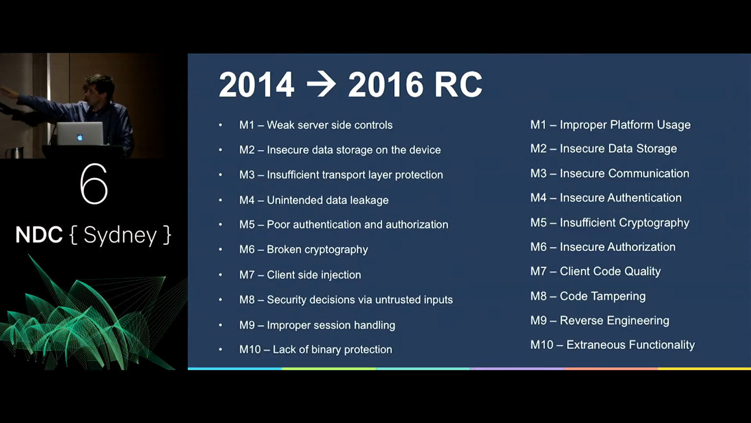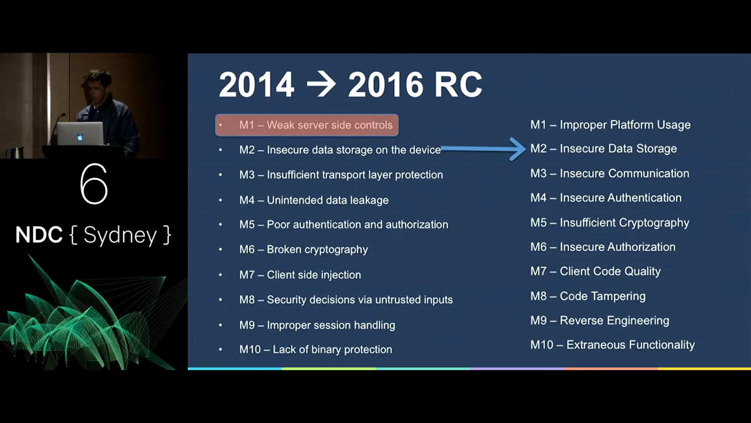But just running through the 2014 list on the left, that first one right up at the top is weak server-side controls. That basically meant weaknesses in the web API that your app is interacting with, not specifically weaknesses on the device or in the app itself. So that has now disappeared from the 2016 list. If we look at insecure data storage, that just comes across fairly straightforward. There is a slight change we'll see in a second. It looks like very nice and easy mapping so far.